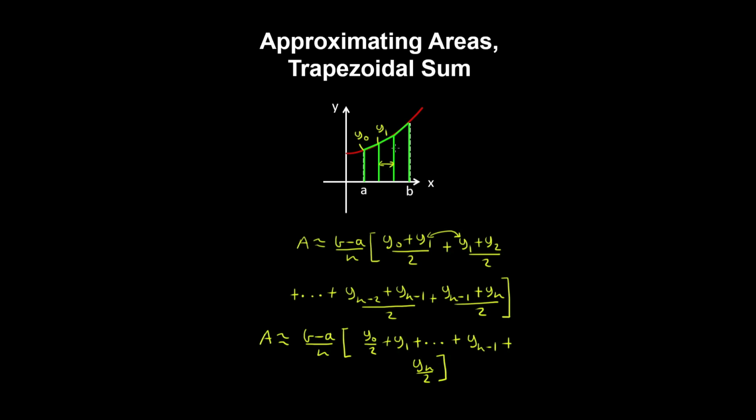And again, if you had different widths for each trapezium, then you calculate the area of each trapezium using those different widths, and then sum those together to obtain the area under the curve.